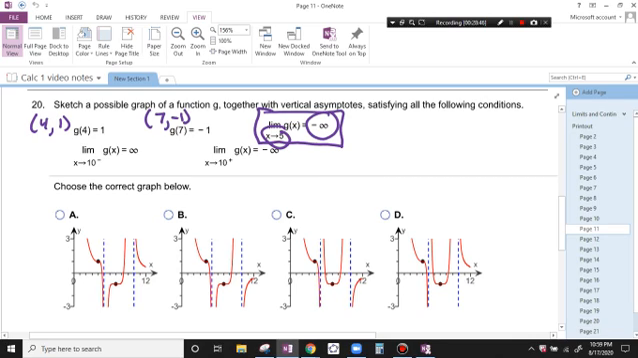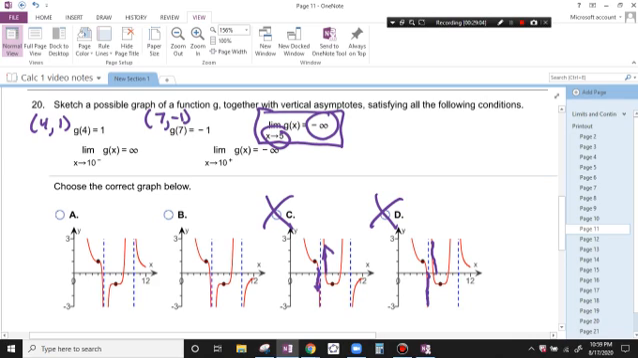Uh-oh. As x goes to 5, I'm going down on this side and up on this side. It's not that one. As you might expect, this one's going to be eliminated too. Down on the left, up on the right, and I need to be going down on both sides. 10 is going to decide this whole thing.